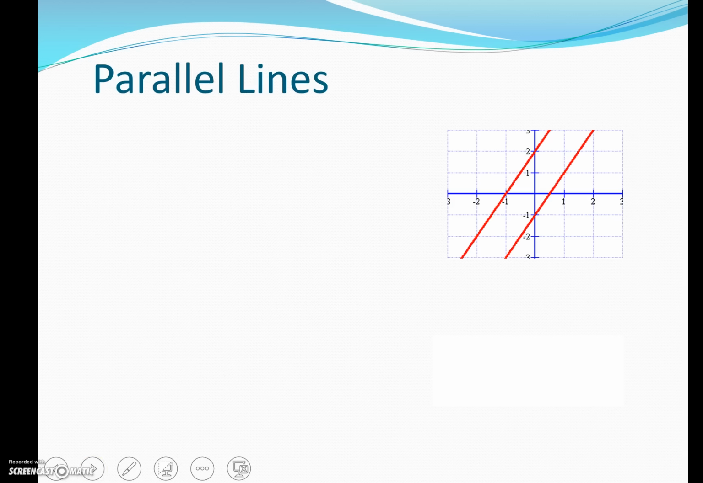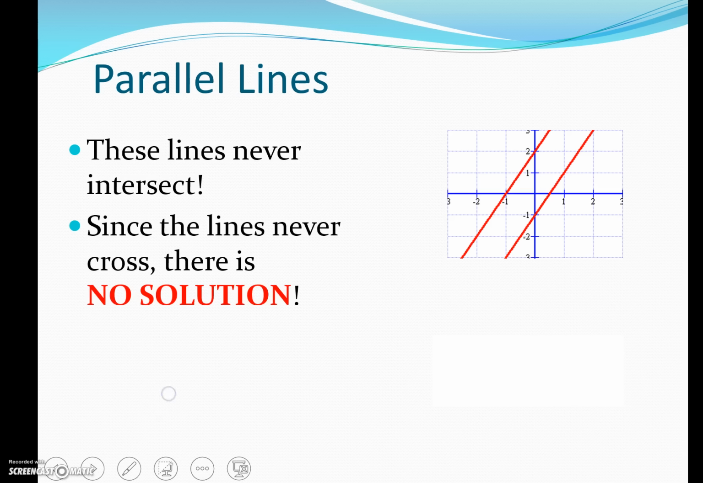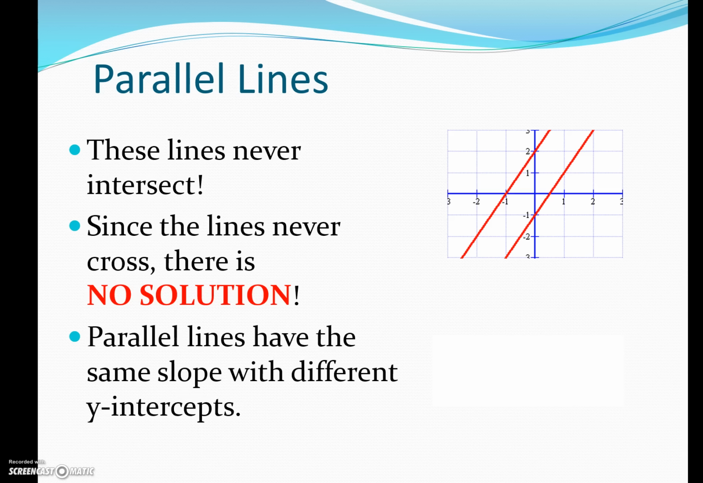The second type that we can come across are parallel lines. So looking at the example on the right-hand side, these represent parallel lines. These lines will never intersect. Since the lines will never intersect and solutions are points of intersection, we will have no solution.